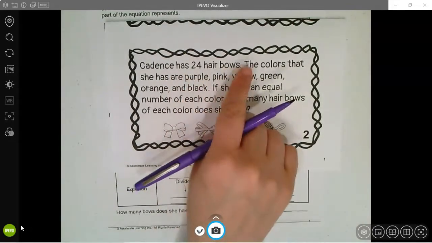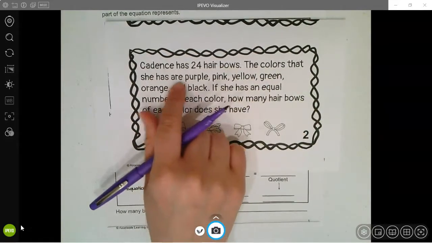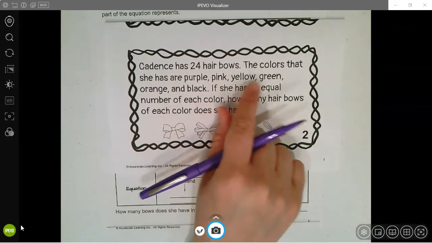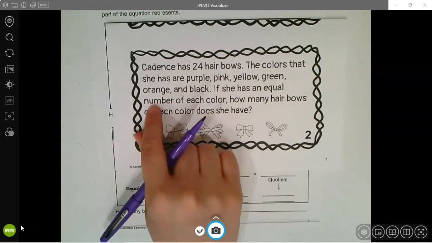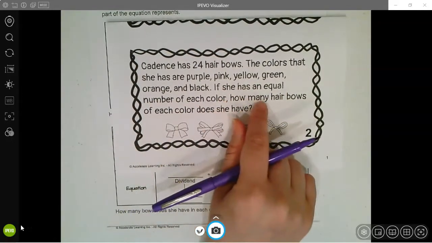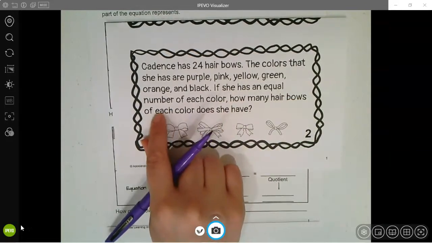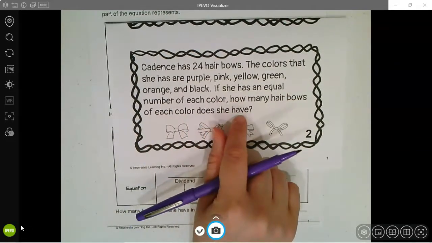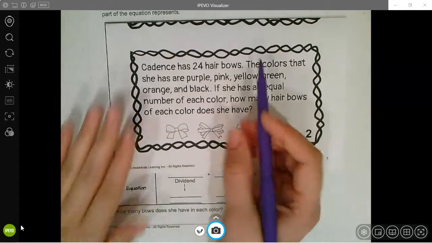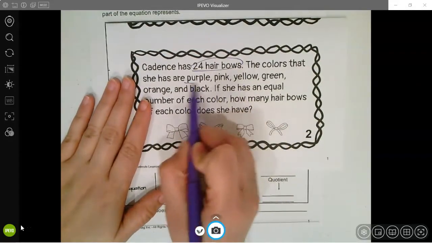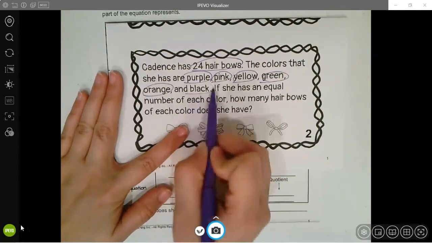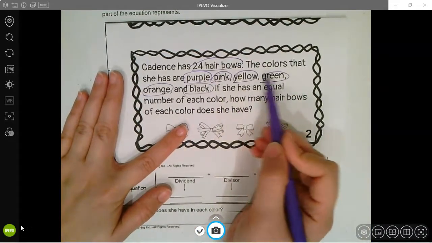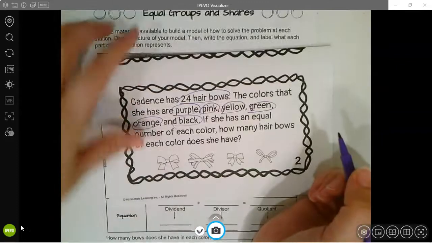Cadence has 24 hair bows. The colors that she has are purple, pink, yellow, green, orange, and black. If she has an equal number of each color, how many hair bows of each color does she have? Okay, so she has 24 hair bows, and she has purple, pink, yellow, green, orange, and black. So she has 1, 2, 3, 4, 5, 6 different colors.